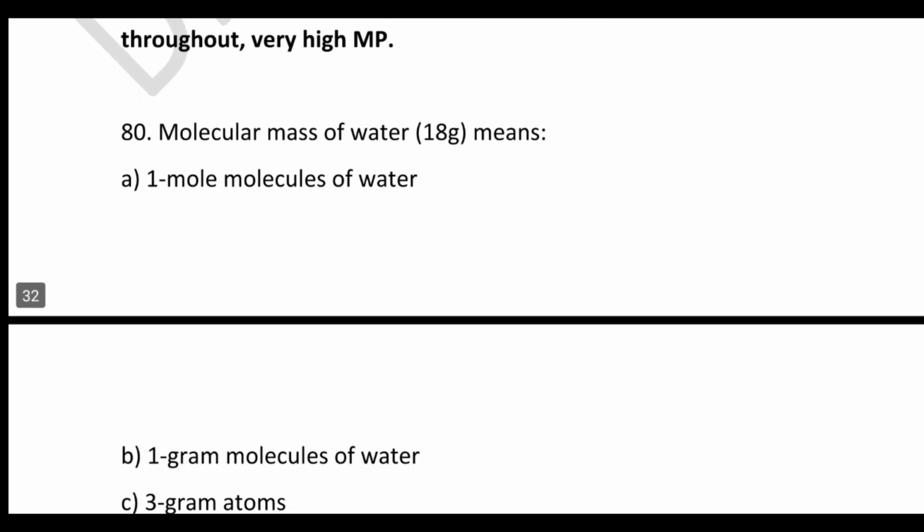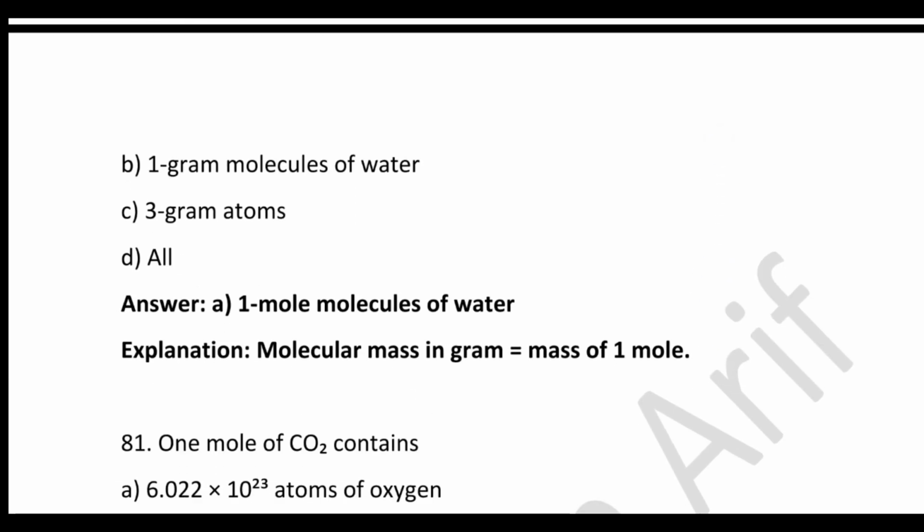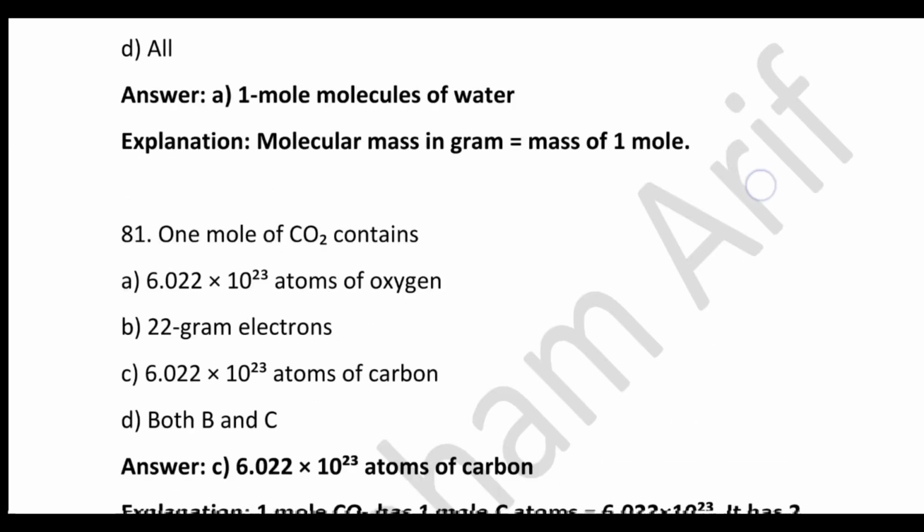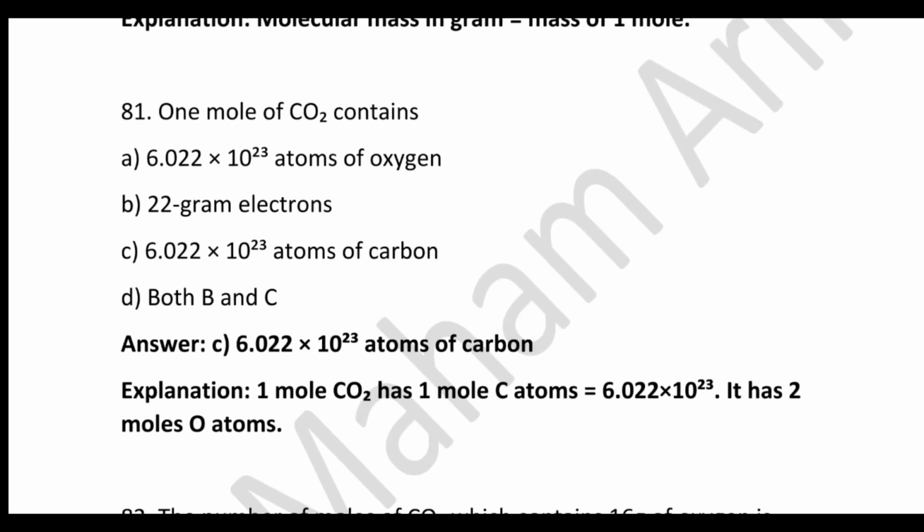Molecular mass of water 18 grams means, correct answer is option A, that is 1 mole molecules of water, because molecular mass in grams is equal to mass of 1 mole. 1 mole of carbon dioxide contains, correct answer is option C, that is 6.022 into exponent 23 atoms of carbon. Because 1 mole of carbon dioxide has 1 mole of carbon atoms, that is 6.022 into exponent 23, and it has 2 moles of oxygen atoms.